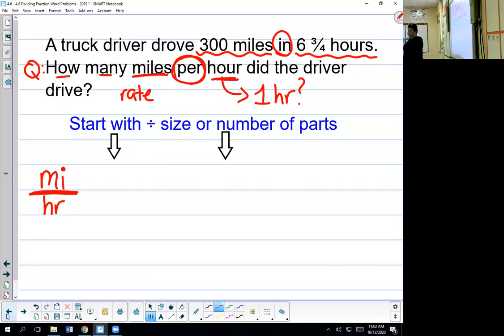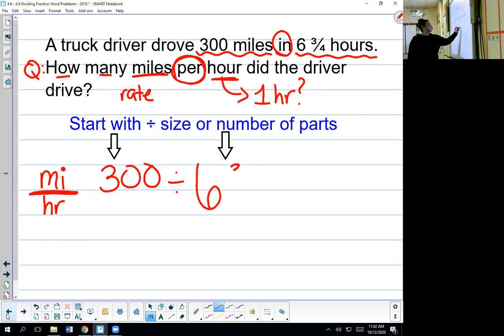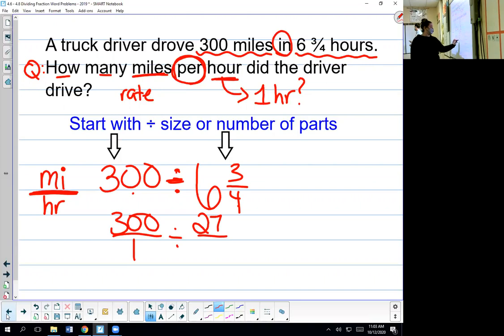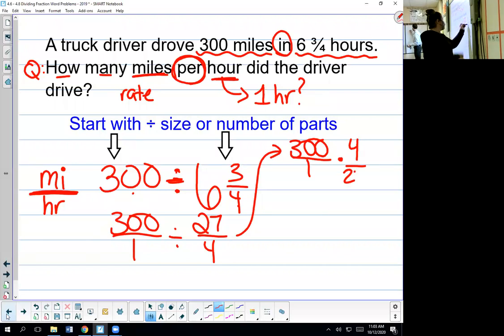You should get a mixed number. I agree with Magnolia's. Do you see that right there? So online, you should have started out like this, because this is miles per hour. So this is 300 over 1 divided by 27 over 4. So then I keep the first, multiply by the reciprocal.